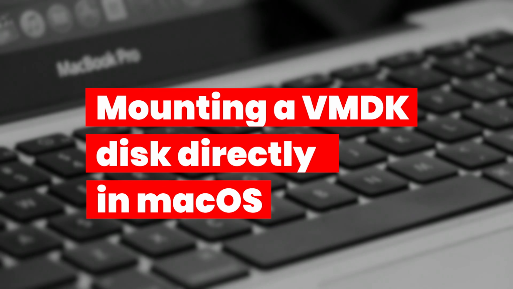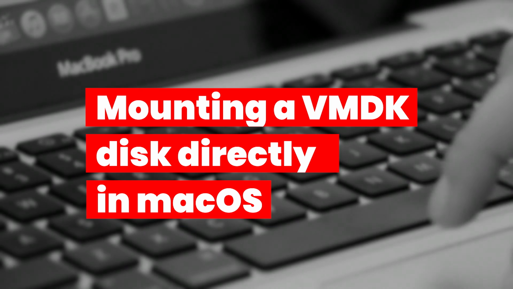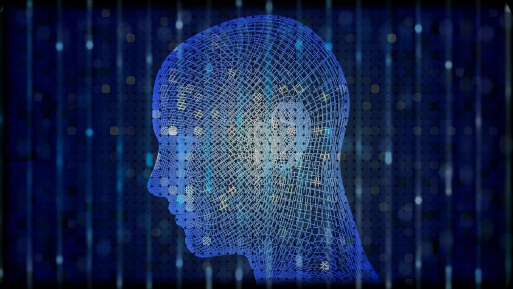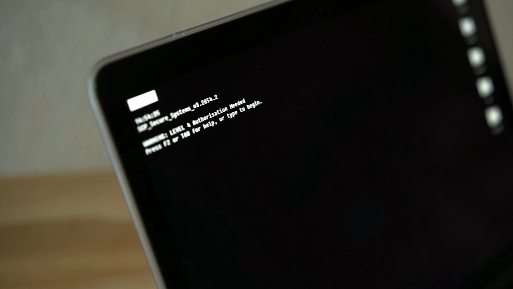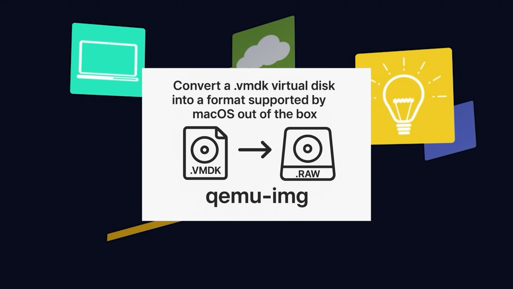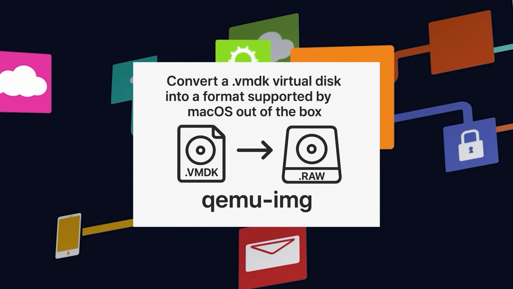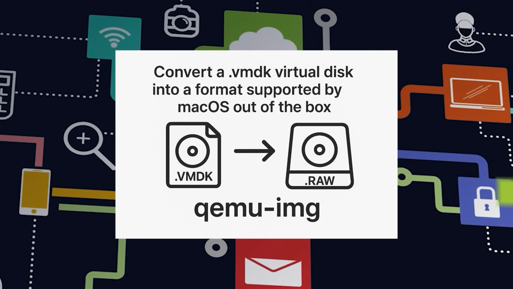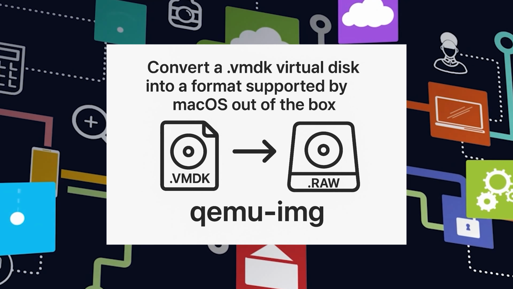Mounting a VMDK disk directly in macOS. Also, there are a few more advanced methods to recover files from a virtual machine, but they require you to use the command prompt and additional software tools. Converting the disk into a native macOS format. For example, you can convert a .vmdk virtual disk into a format supported by macOS out of the box. It could be a .raw disk image.